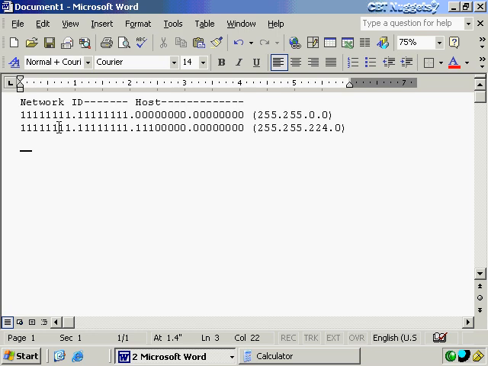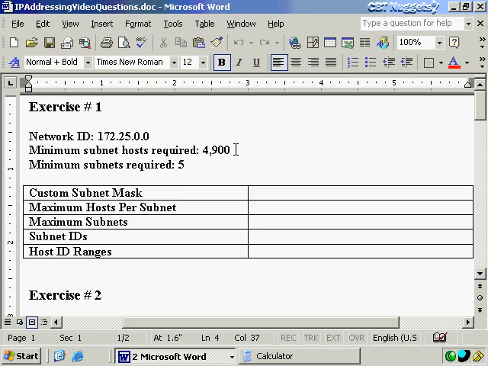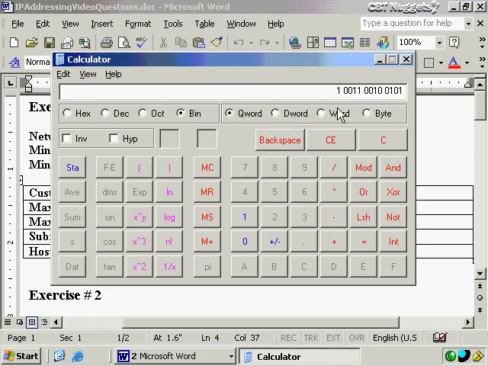What you can do then is to go back to your original question here. I've got 4,900 that I need to use. And let me give you a quick shortcut with this. You just add 1 to get 4,901, and put that number in decimal into the calculator, 4,901. Then convert that to binary, and that gives us how many bits here? 4, 8, 12, 13 bits.